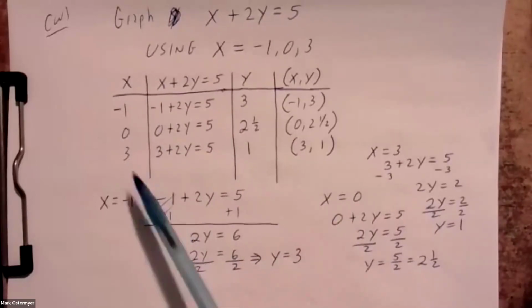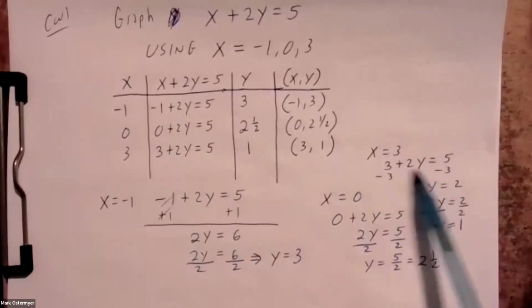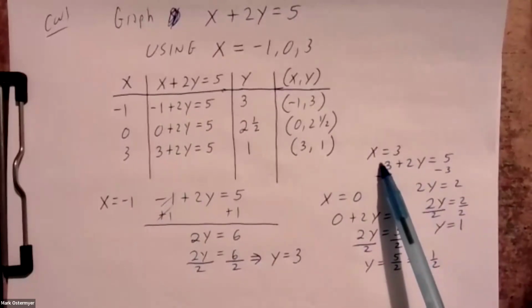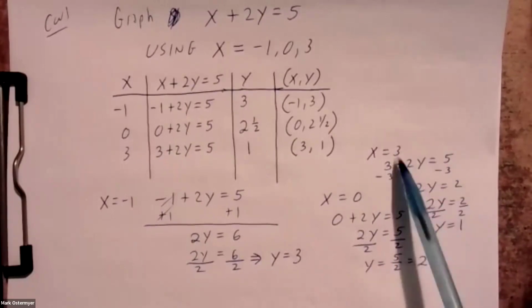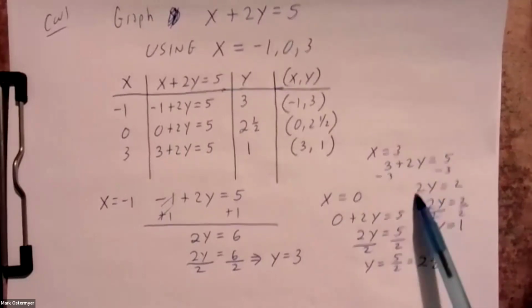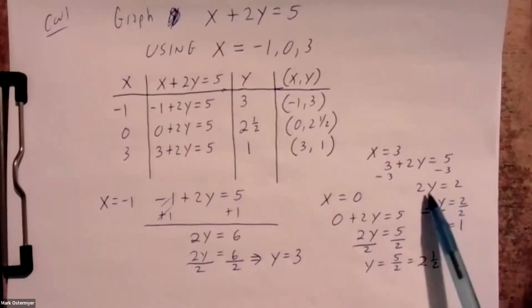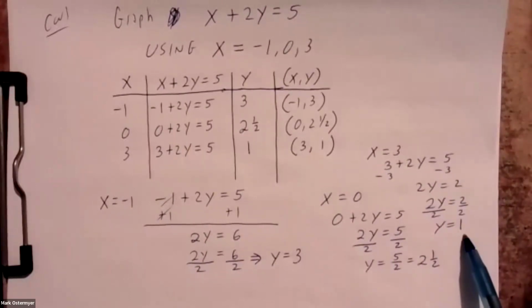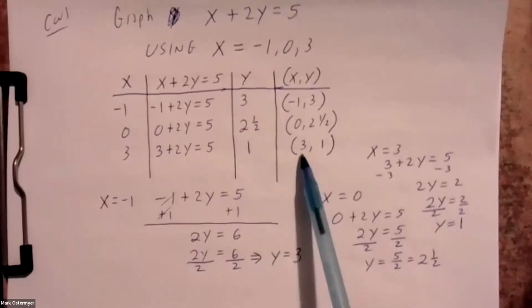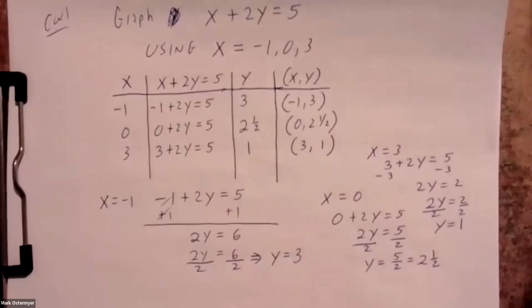Finally, we let x be 3. Put 3 in for x, and now we have to solve for y. Since this is a positive 3, the inverse of addition is subtraction. So to move the 3 over to the right side of the equation, we subtract 3 from both sides. 3's drop out on the left, leaving you with 2y. 5 minus 3 is 2 on the right. Divide both sides by 2 to get y by itself, and we get y is equal to positive 1. 3, 1 is yet another ordered pair solution to that linear equation.